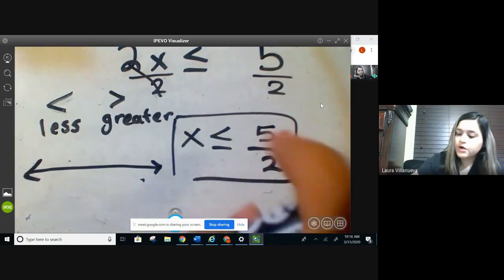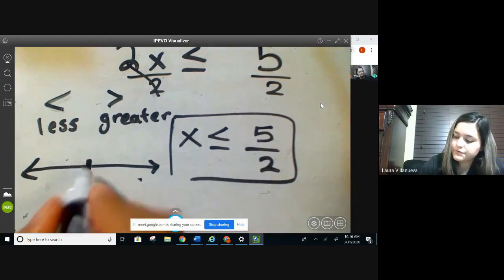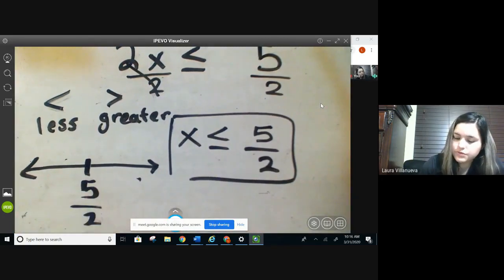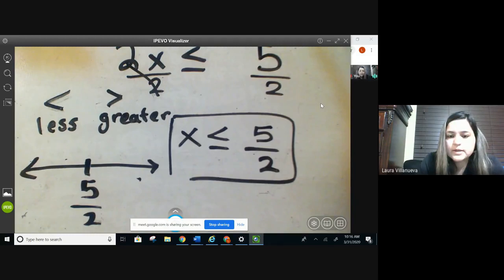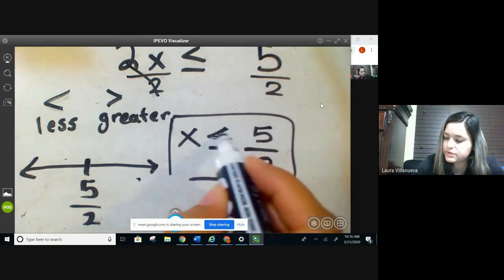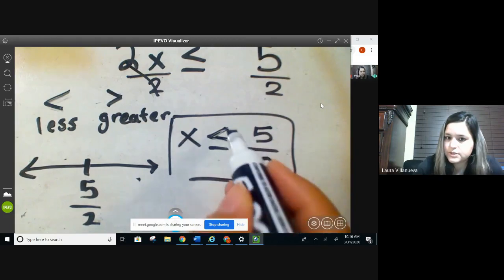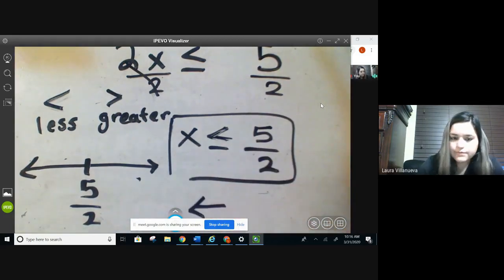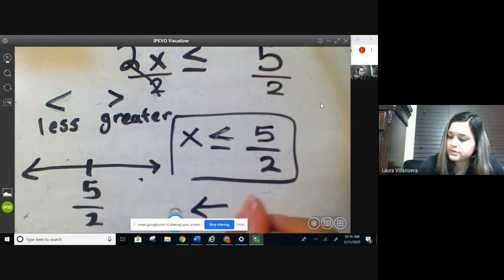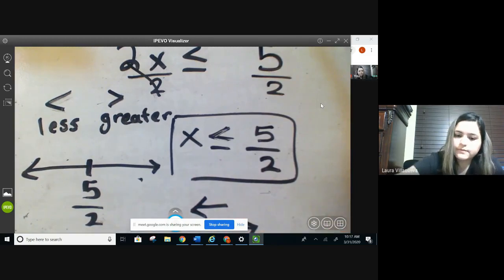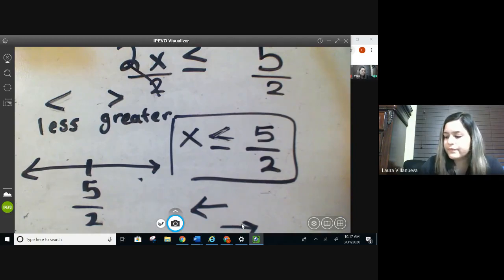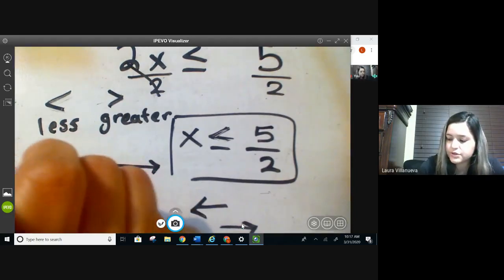And then what you're going to do is make a number line with the number that you got. So in this case, it's 5 over 2. That's going to be your number on the number line. And then you're going to decide whether you're going to shade on the left side or on the right side. You're going to go directly to your symbol, wherever the symbol is pointing. Just think of it as an arrow. It's pointing to your left. This one is pointing to your right. So therefore, you're going to shade to your left.